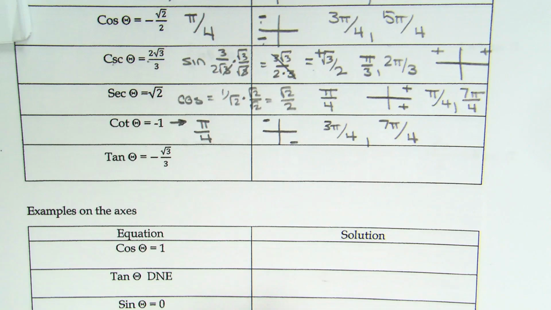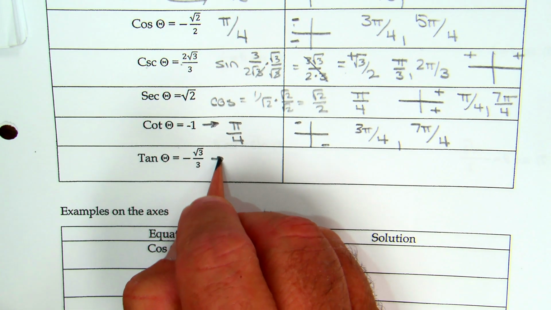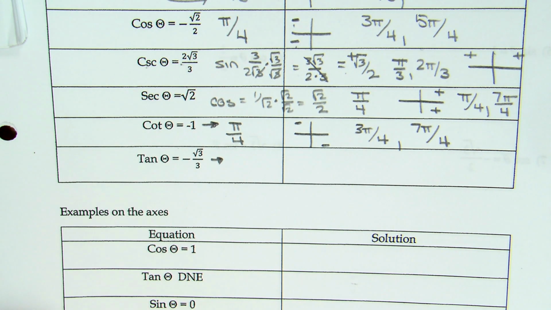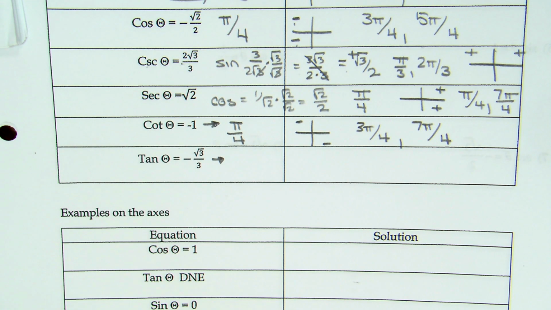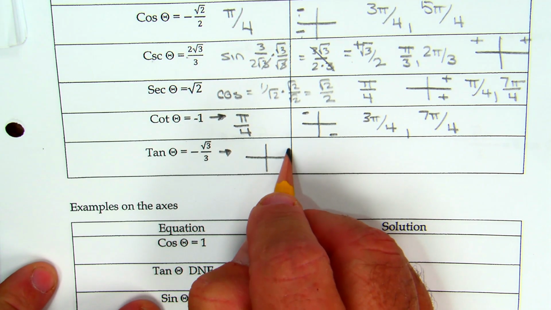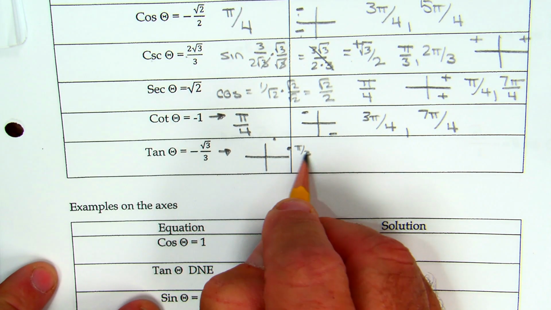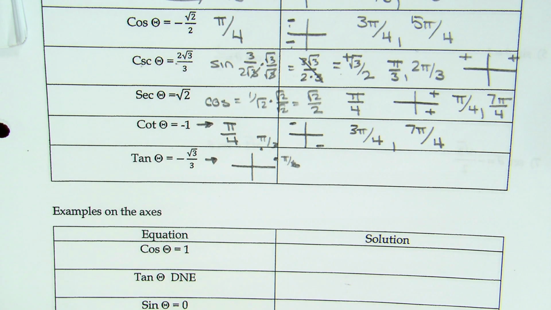Okay. Now, the tricky one is root 3 over 3. When's tangent root 3 over 3? So basically what you have to envision is two things. It's either in the pi over 3 or what? Pi over 6. It's got to be one of those. Because it can't be pi over 4 because tangent of pi over 4 is what? 1. So this is the only tricky one when it's root 3 over 3.